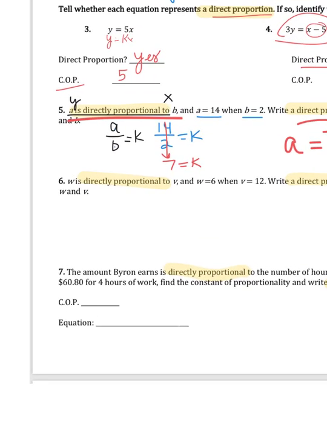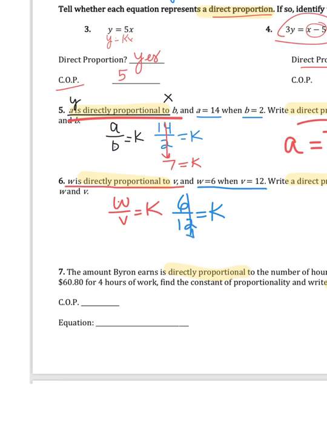All right, here we go. W is directly proportional to V. So W over V is going to equal K. And right here it says W is 6 and V is 12. So I'm going to make this a 6 over 12, and that's going to equal K. And I can't do this division easily. That's going to be 6 divided by 12.